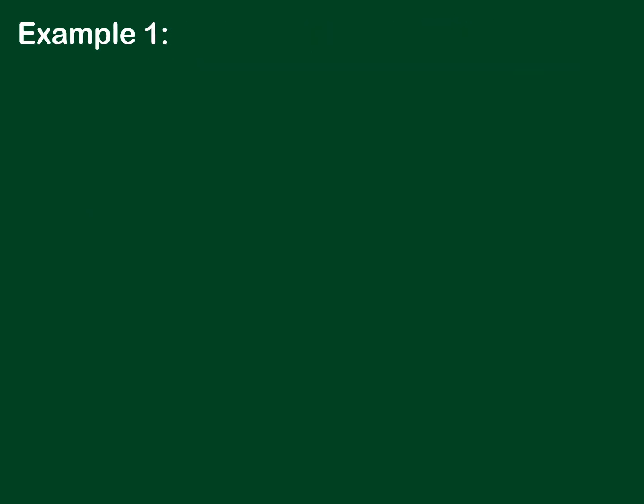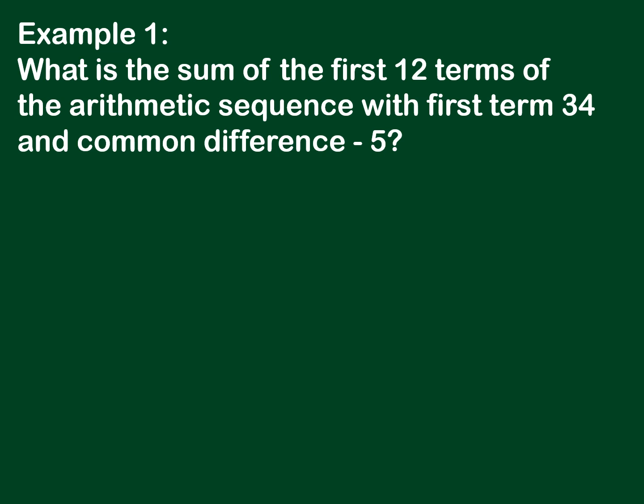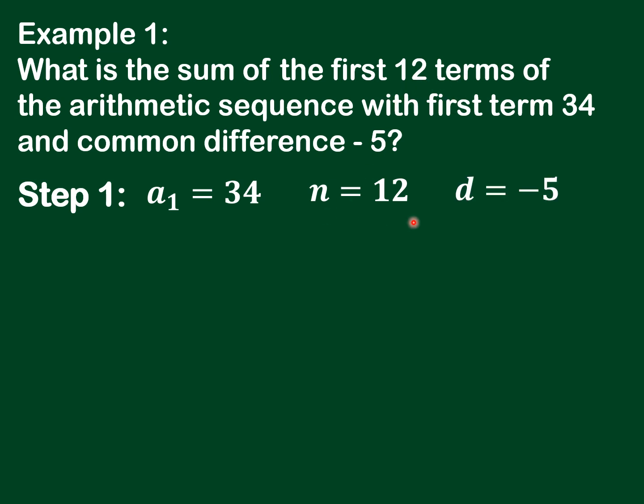Let's have example number 1. What is the sum of the first 12 terms of the arithmetic sequence with first term 34 and common difference -5? So for step 1, we're going to determine the value of a sub 1, which is 34. So the first term in example number 1 is 34. Next is the value of n is 12. So since we were asked to determine the sum of the first 12 terms, the value of n is 12. And the common difference is -5.